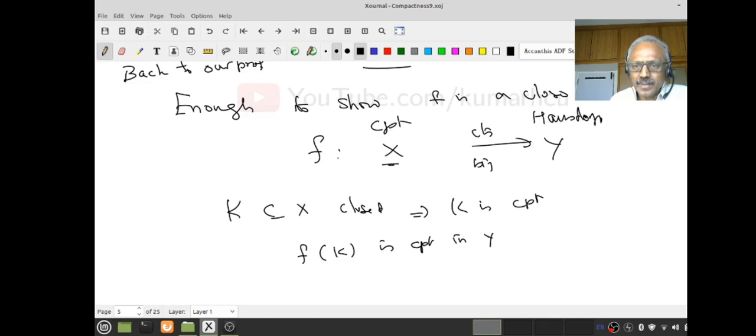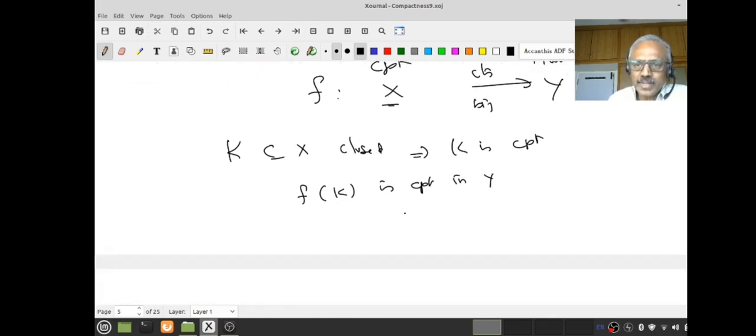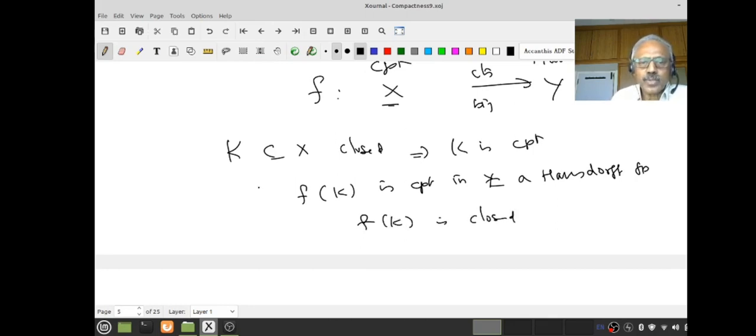In Y. But remember, what is Y? Y is Hausdorff. So this is a compact set in a Hausdorff space. Therefore, what do I know about F of K? F of K is closed. Right? So what did I start with? I started with a closed subset K of X. Then I showed F of K is closed. Therefore, F is a continuous bijection, which is also a closed map. Therefore, F is a homeomorphism.